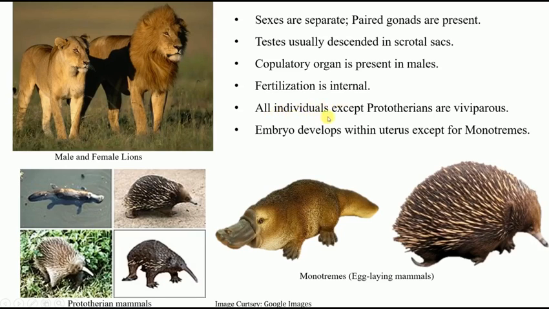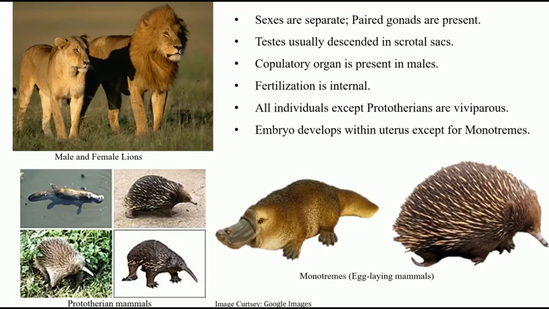Then all individuals except the prototherians are viviparous. These are examples of a few prototherian organisms. Prototherians are also known as monotremes. Here you can see examples: the duck-billed platypus and the anteater. These mammals do not show viviparity, but instead are capable of laying eggs. So these are also known as egg-laying mammals. Except for these prototherian organisms, all other mammals are viviparous, that is, they directly give birth to their young ones.